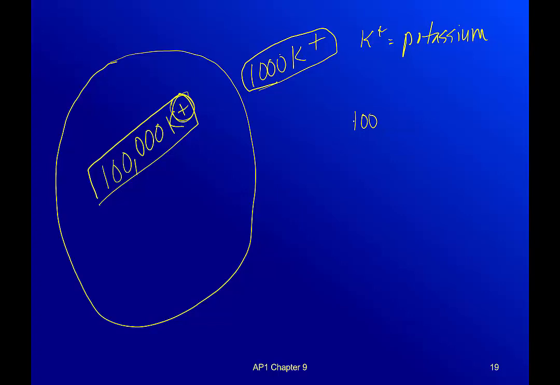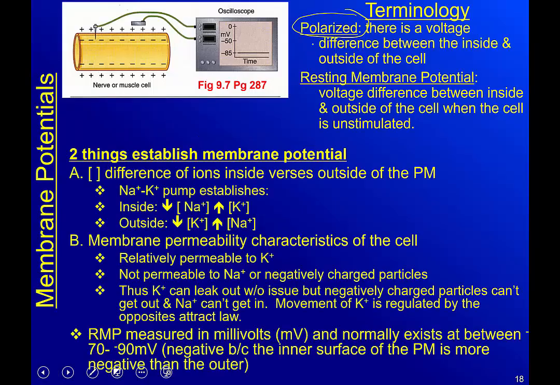So that difference in charge is why we say our cells are polarized, because just like polar means there's a difference in charge, or when we talked about water being polar, we said it had partial positive and partial negative. These cells are polarized. Sorry, that's the washer.